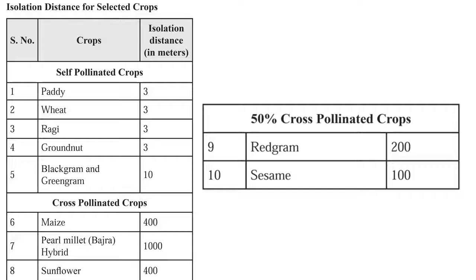Coming to the isolation distance. The isolation distance differs in self-pollinated, cross-pollinated and often cross-pollinated crops. In self-pollinated crops, almost all crops have 3 meters isolation distance except black gram and green gram, which have 10 meters. In cross-pollinated crops, maize has 400, pearl millet hybrid 1000, sunflower 400. In often cross-pollinated crops, red gram is 200 and sesame 100 meters.